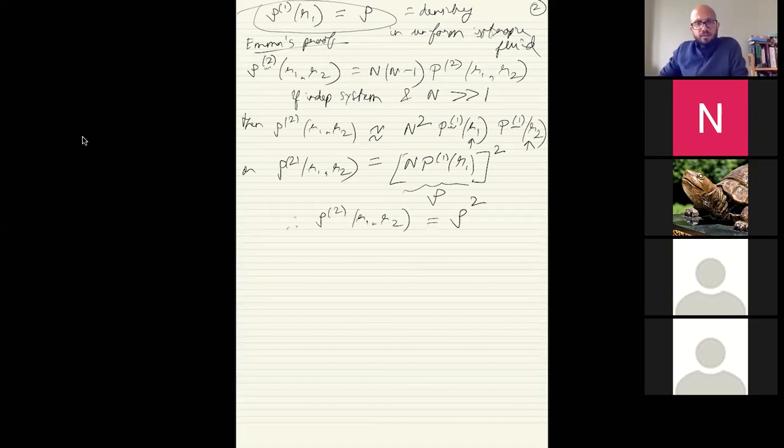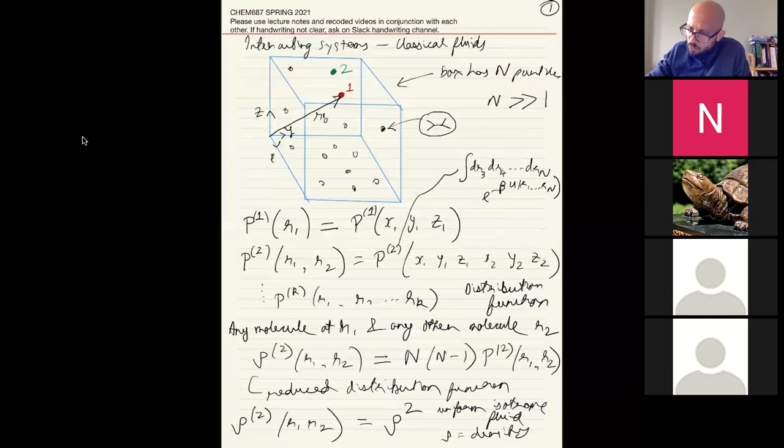So this is interesting. This is telling us that if it was not a uniform isotropic fluid, if there was some directionality, if the atoms were talking to each other, then in general rho 2 R1 R2 will not be equal to rho square. It will be different from rho square. Why? Because if you know something about a particle being at 1, it is telling you something about a particle being at 2. It's giving you some information.